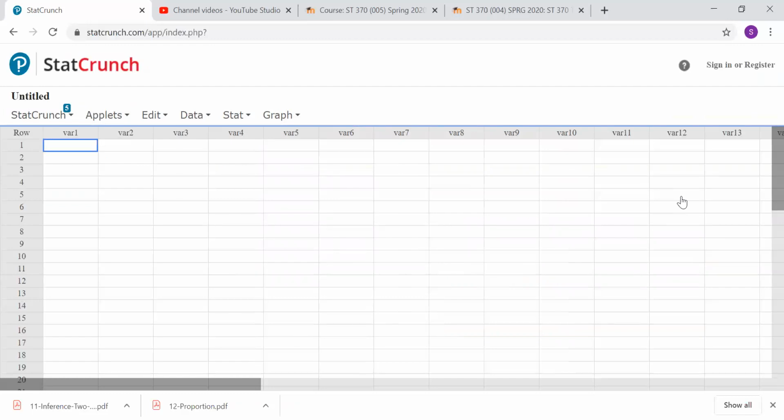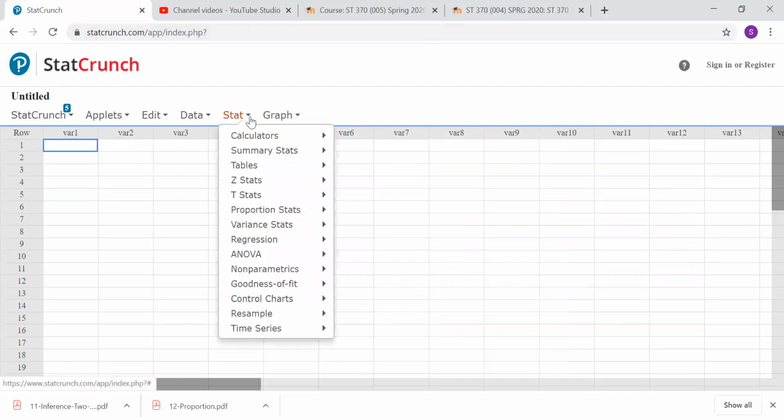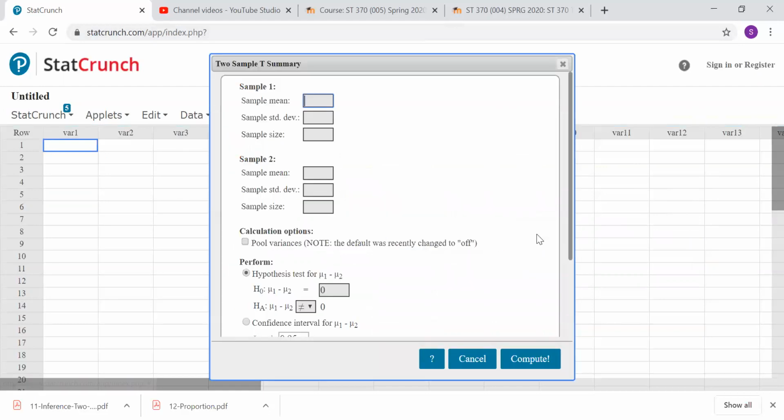For the two independent groups, we are using the vitamin potency example as we have seen in the lecture note. So you go T-stat, two sample with summary. So now you are entering the information here. So 10.3, for this is for the first sample, and here is for the second sample.